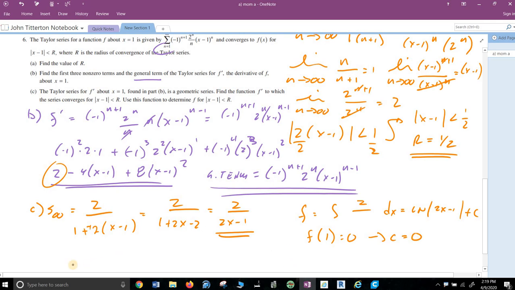So f is ln of 2x minus 1. Pretty cool. That's a lot. Hope you can handle that. If not, I cannot overstate, that's why we're practicing.